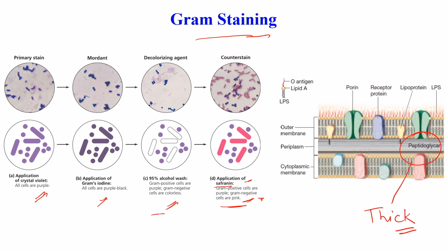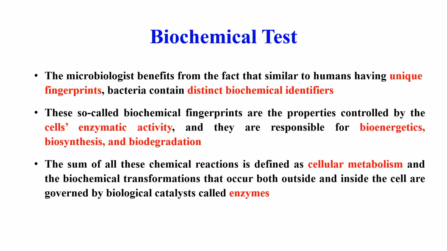So, here in fact when you are washing with the alcohol, gram positive are still purple while gram negative becomes colorless. So, what happened? Gram negative are having thin layer of peptidoglycan. So, they are washed by the alcohol while the cell wall is still intact for the gram positive cell. That is why the gram positive is still purple here, because they did not retain safranin, while the gram negative they retain the safranin. So, next, what is the biochemical test?